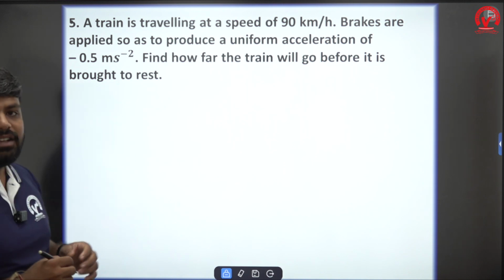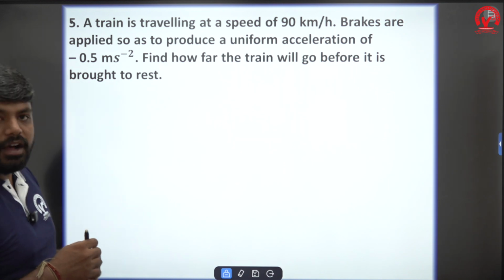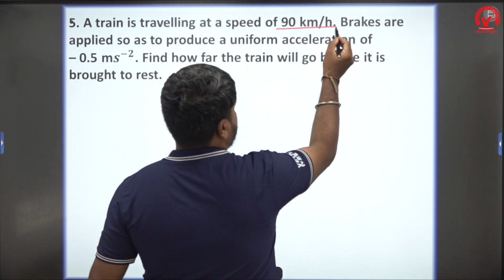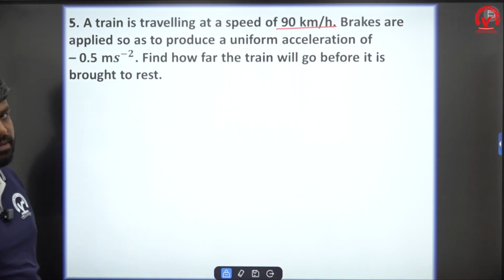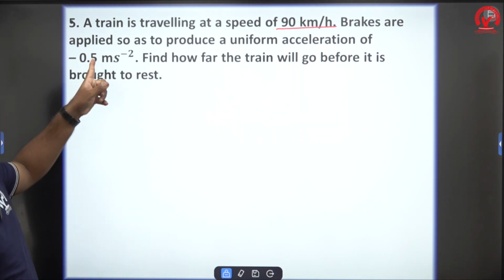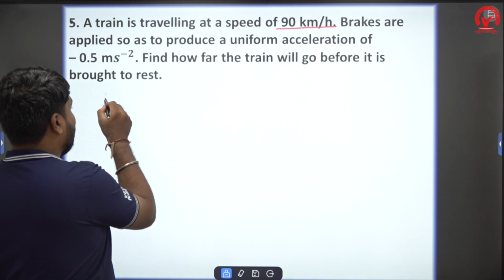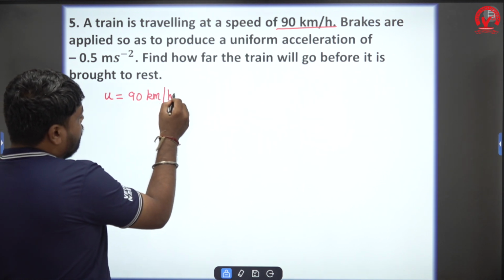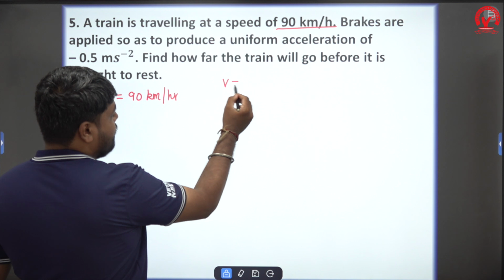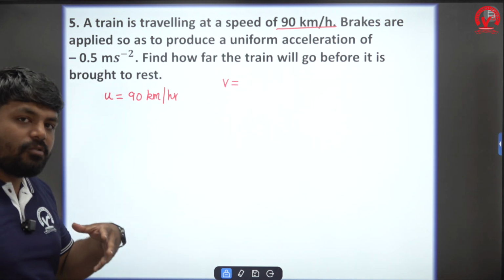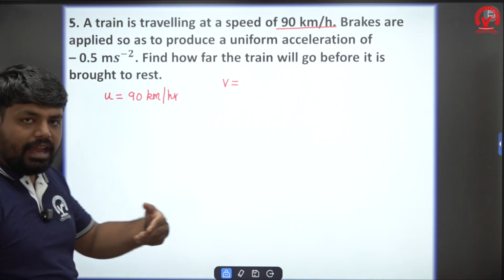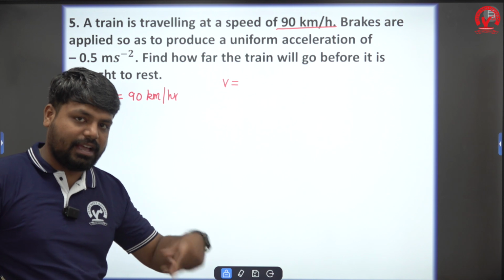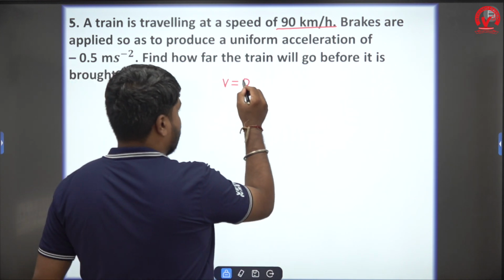See the fifth question. A train is traveling at a speed of 90 km per hour. Brakes are applied. So 90 km per hour is nothing but the initial velocity. The final velocity means if the brakes are applied, its velocity is going to decrease from 90 to 80, 70, 60 and finally it becomes 0. So final velocity is 0.